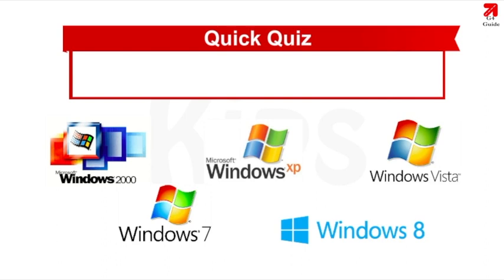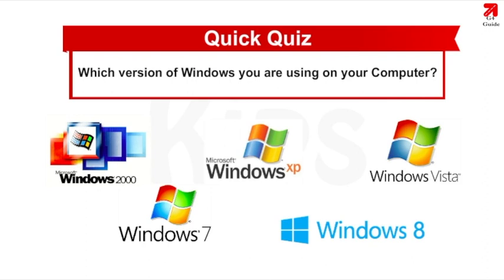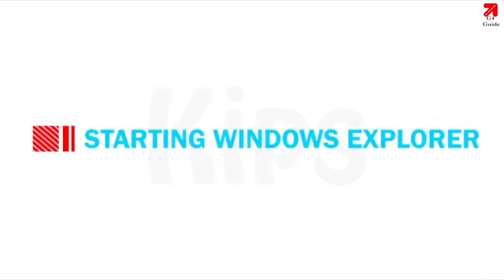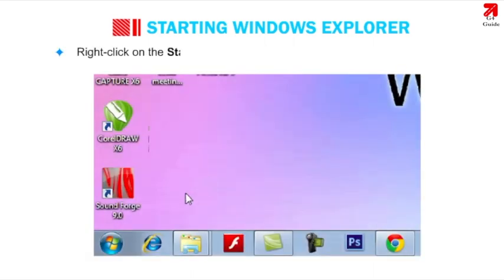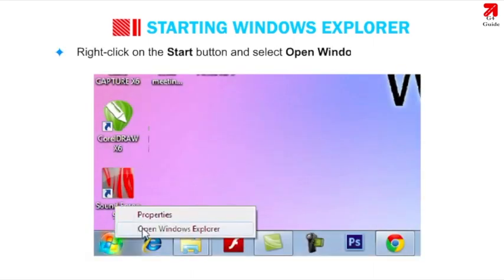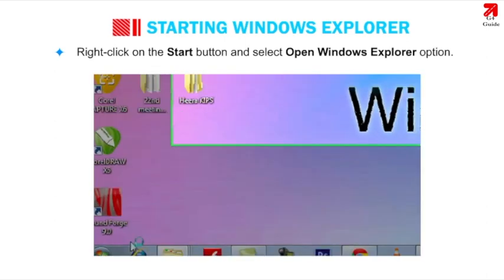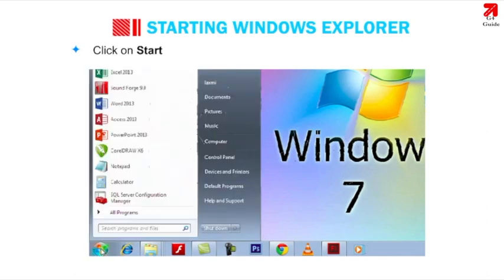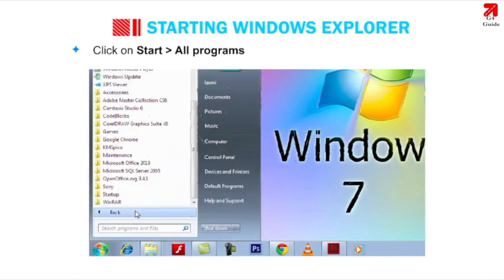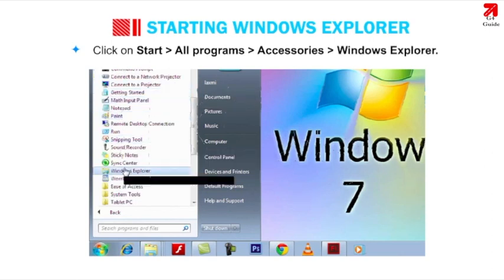Okay, can you quickly tell which version of Windows you are using on your computer? Let us first begin with how to start Windows Explorer. We can open Windows Explorer in two ways. Right-click on the Start button and select the Open Windows Explorer option. Or click on Start, All Programs, Accessories, and then Windows Explorer.